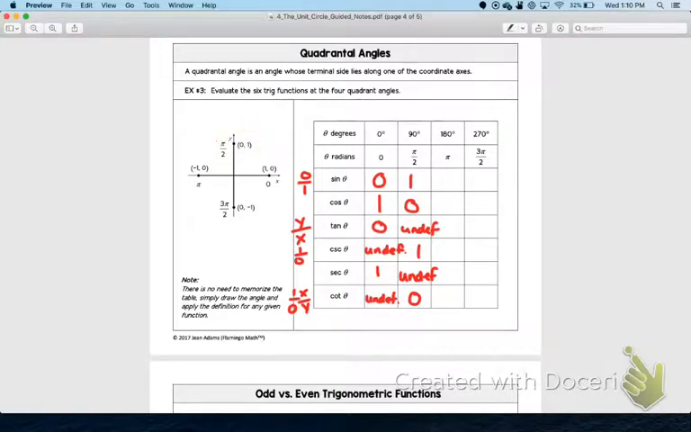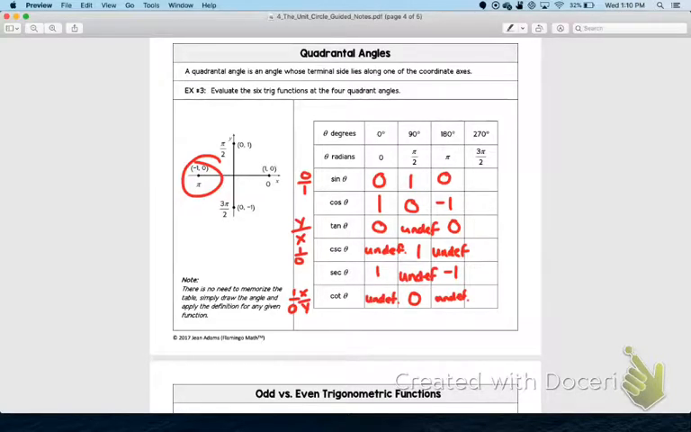Over to pi, or 180 degrees. My sine is my y, so 0. My cosine is -1. My tangent would be 0 over -1, which is 0. I was about to say it's -1. My cosecant is the reciprocal of 0, so 1 over 0, undefined. Secant, -1. Cotangent, undefined. Reciprocal of 0 will be undefined.